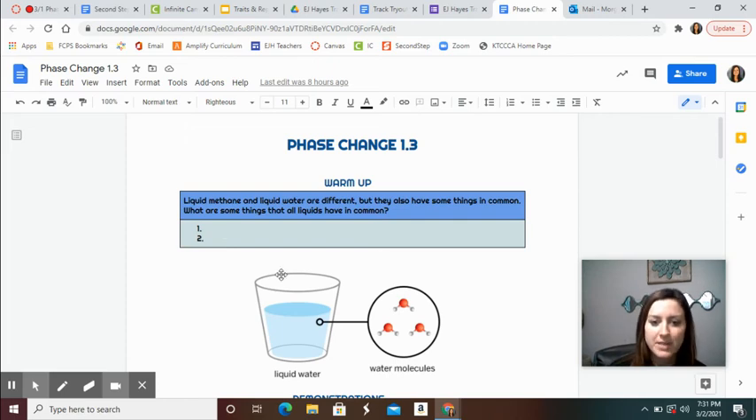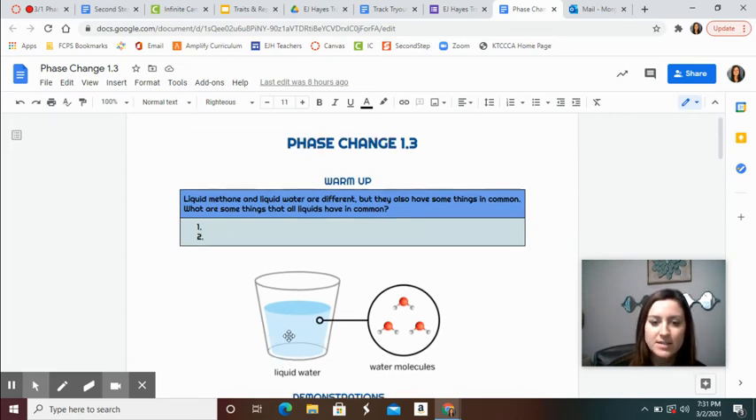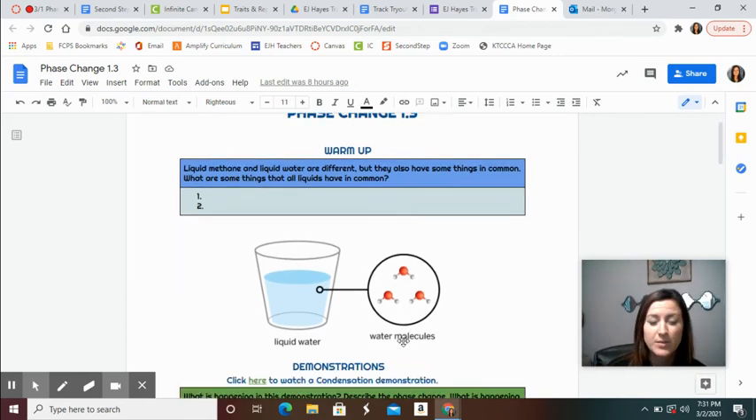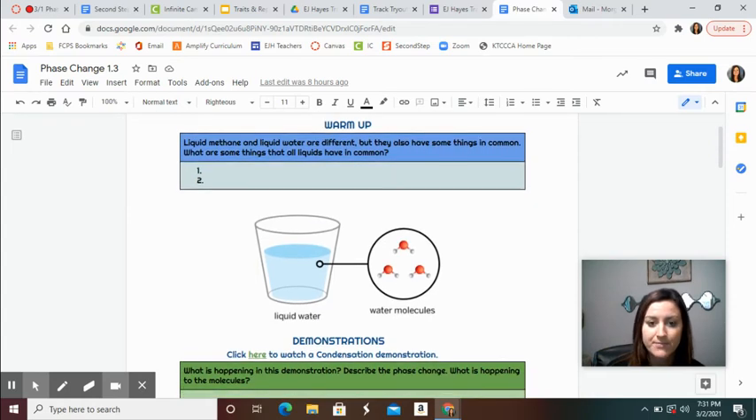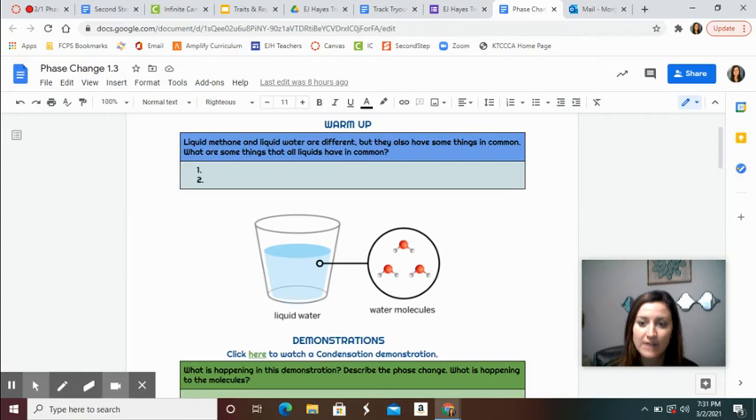I put this little picture down here because we can see this liquid water and we know water is made up of molecules, but we can't really see those with the naked eye. So I want you to think about liquid water. Think about containers, how it takes the shape of whatever container it's in. And think about the movement of these molecules. How are they moving around? Are they moving at all? Things like that.